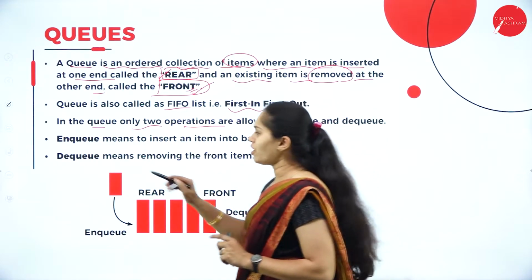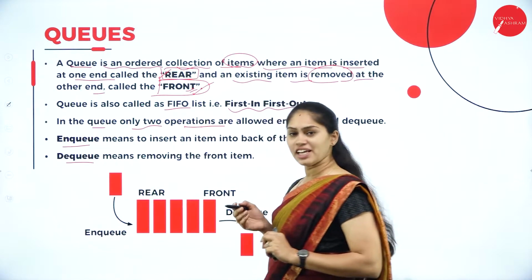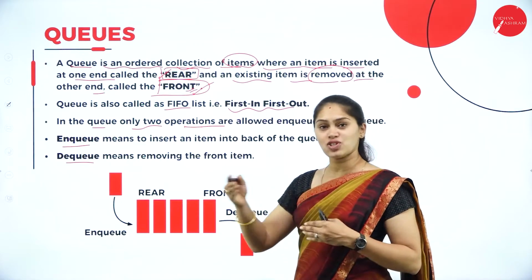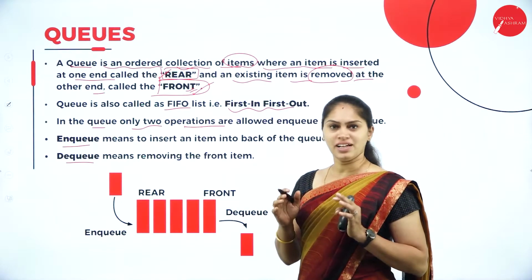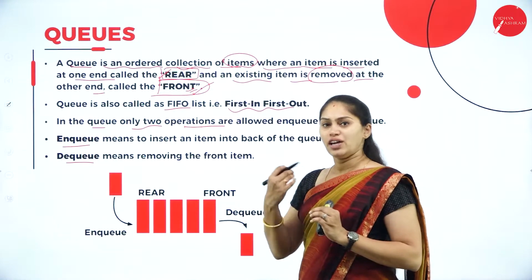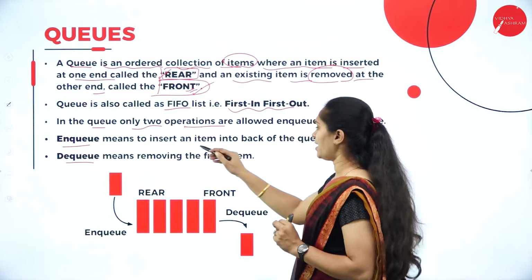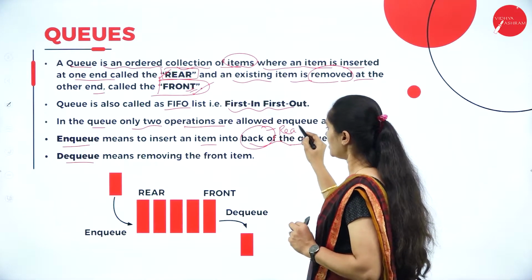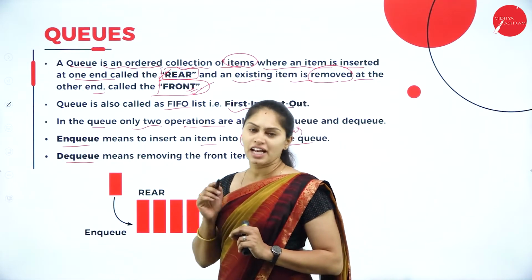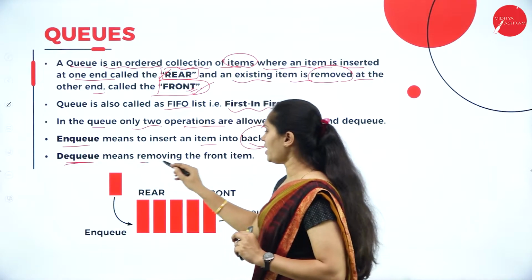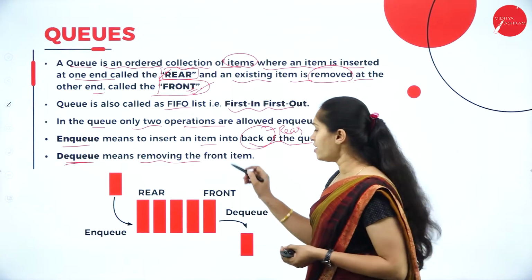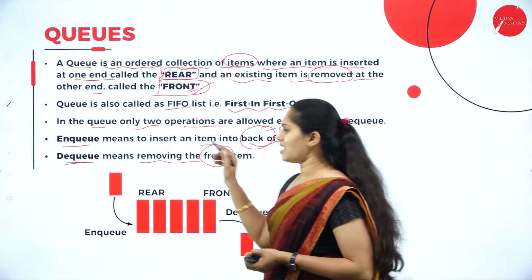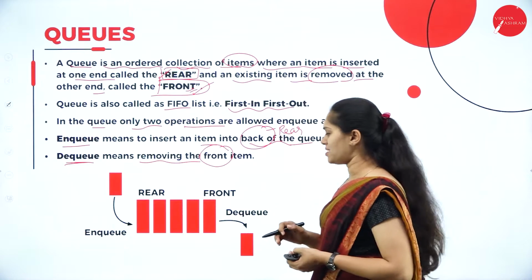And also in the queue we can perform two operations, one is NQ and another one is DQ. NQ in the sense what? We are adding data elements, an ordered collection of elements or items. If you are adding an element into the back of a queue, that means to the rear end of a queue, then we call that an NQ operation. If you are removing an element, or deleting the front item from the queue, then we will call that a DQ. So here you can see the representation.